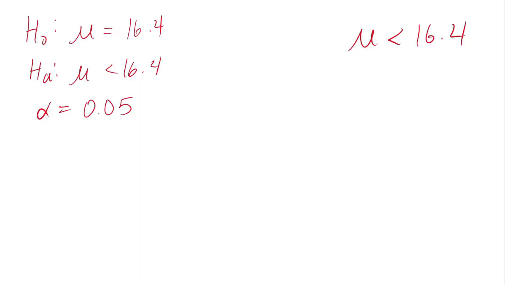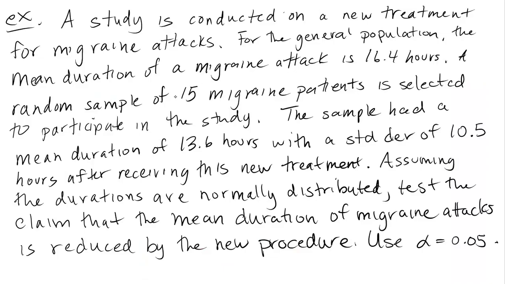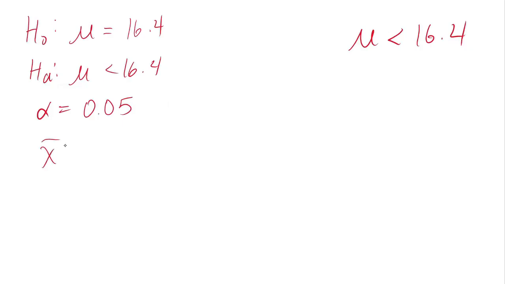The third thing we do is collect the sample evidence, and this being our first example of t-test, let's review what that sample evidence is. We need to identify the sample mean, the sample standard deviation, and the sample size. The sample size is 15. Reading the next sentence, it says the sample had a mean duration of 13.6 hours with a standard deviation of 10.5 hours after receiving the new treatment. So the sample mean is 13.6. We're confident in that. The sample size is 15.